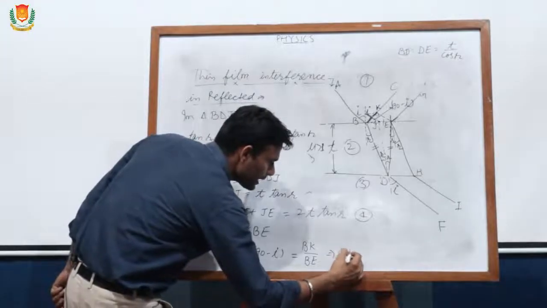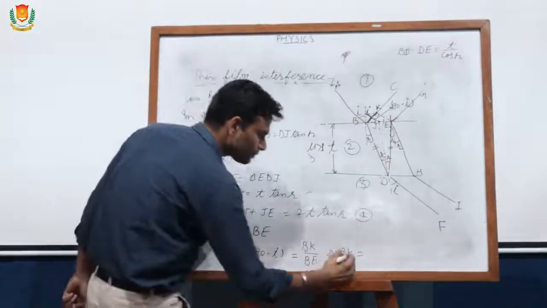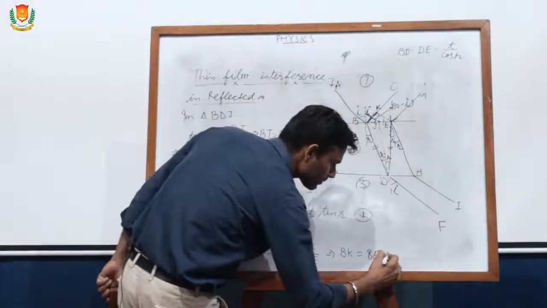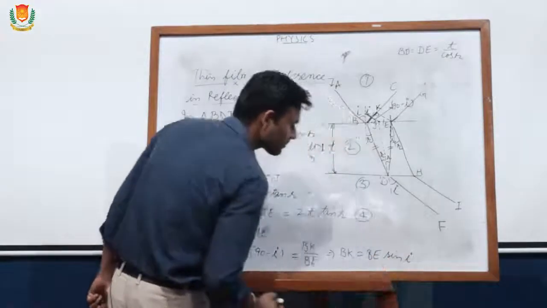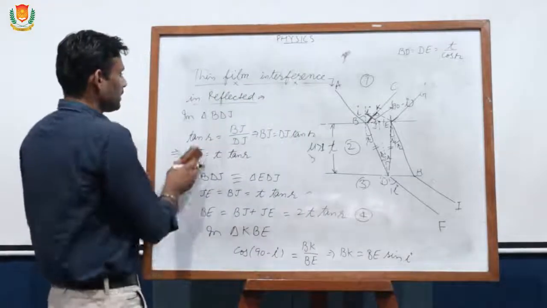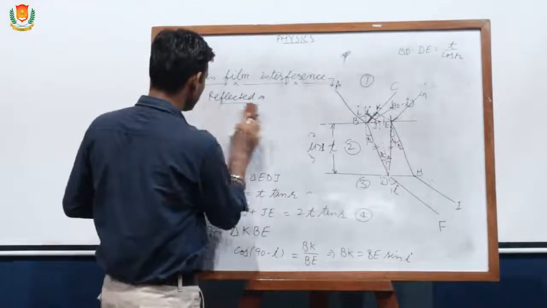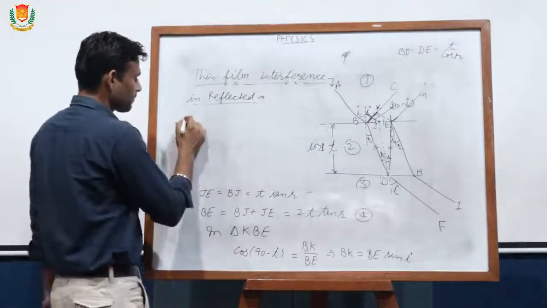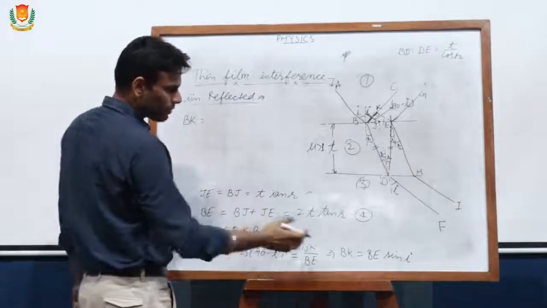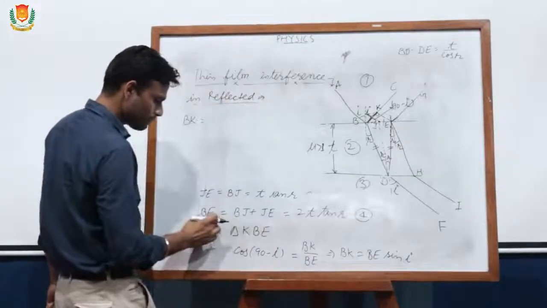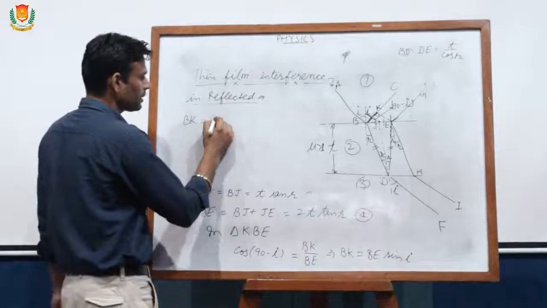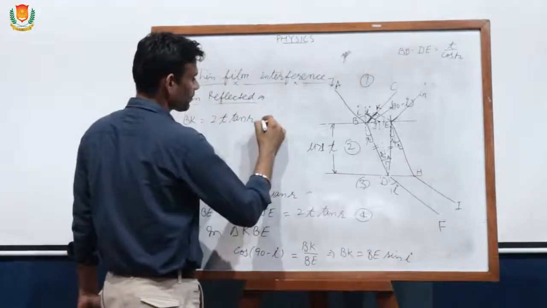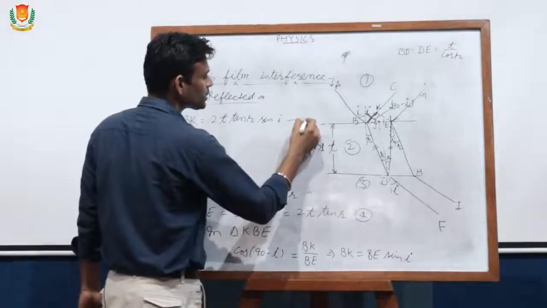So BK is BE into cos(90 minus i), which is sin i, fine. So we have BK equal to, BE is how much? BE is 2T tan r, so 2T tan r into sin i. It is equation number 5.